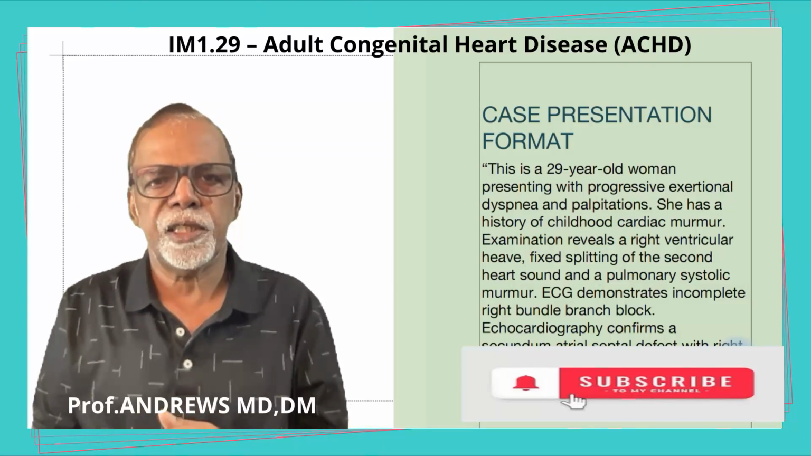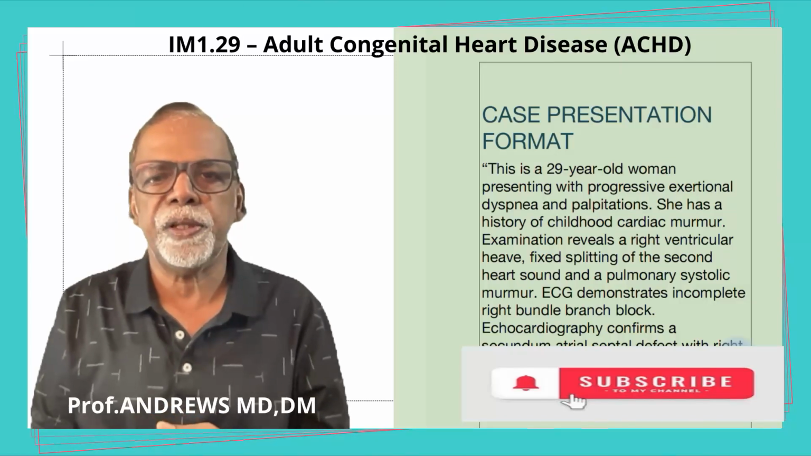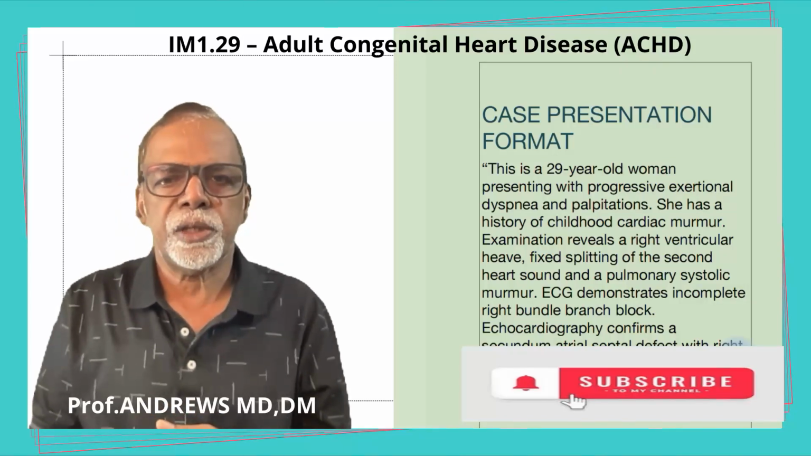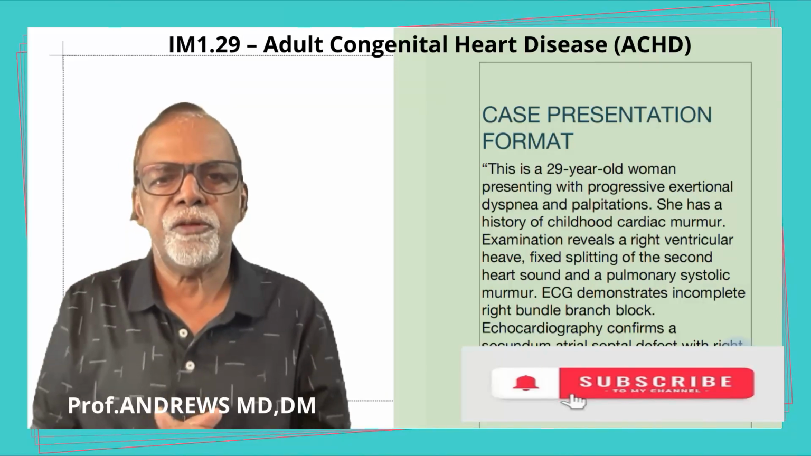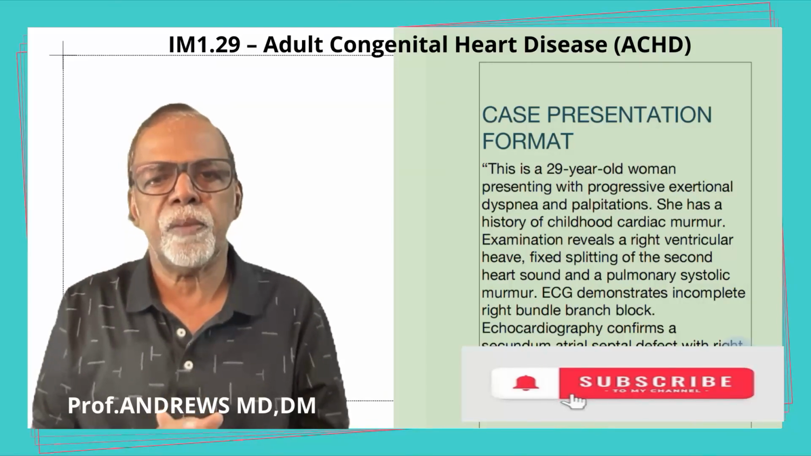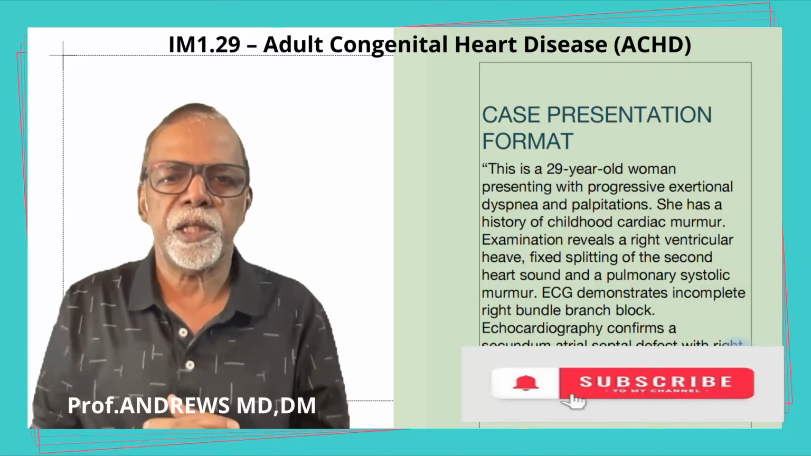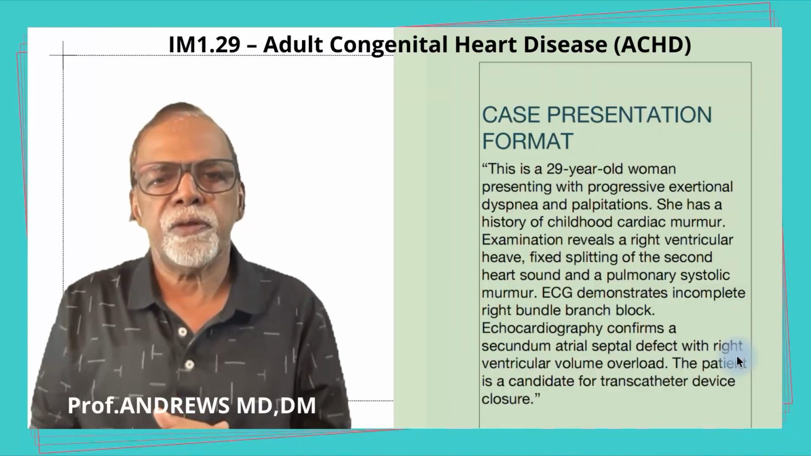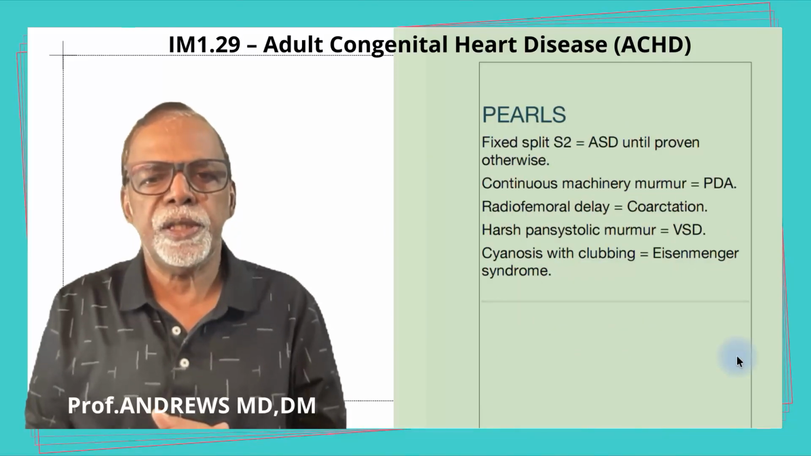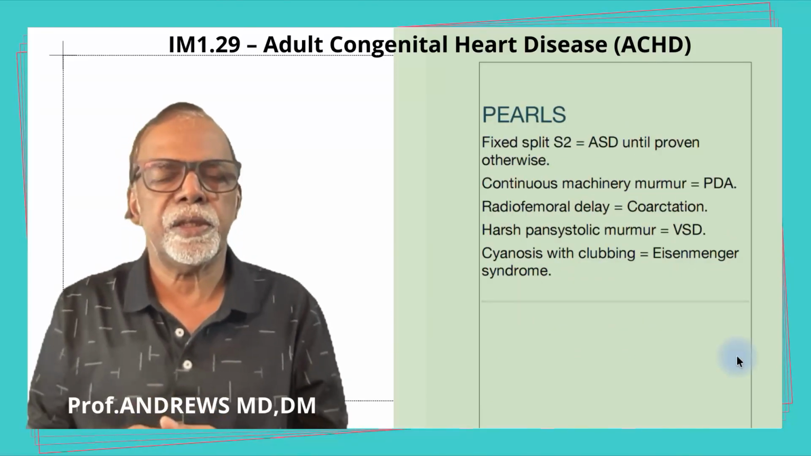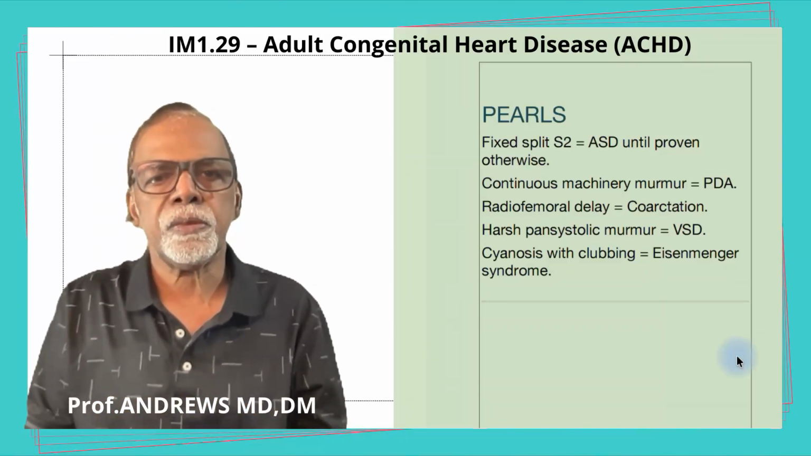So how will you present? You can present like this. This is a 29-year-old woman presenting with progressive exertional dyspnea and palpitations. She has a history of childhood cardiac murmur. Examination reveals right ventricular heave, fixed splitting of the second heart sound, and pulmonary systolic murmur. ECG demonstrates complete right bundle branch block. Echocardiography confirms secundum atrial septal defect with right ventricular volume overload. The patient is a candidate for transcatheter device closure. This is one way of a short presentation.